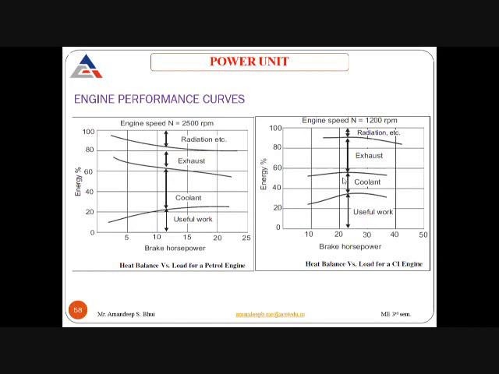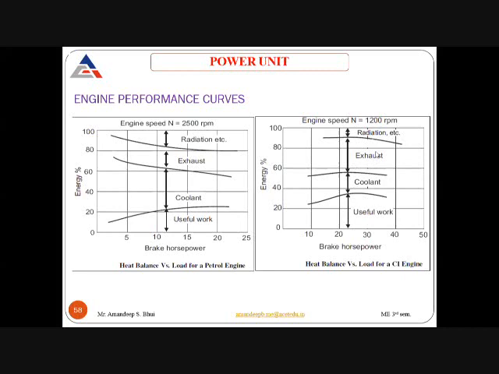Similarly, a similar graph is available for the diesel engine, or the compression ignition CI engine. In this case, you can see that this engine is working under 1200 RPM. Useful work here is more. In the case of a diesel engine, the brake horsepower is more. The energy taken away by the coolant is less compared to the petrol engine. Exhaust gases have the maximum share, so heat lost in the exhaust gases is more, and radiation is less.